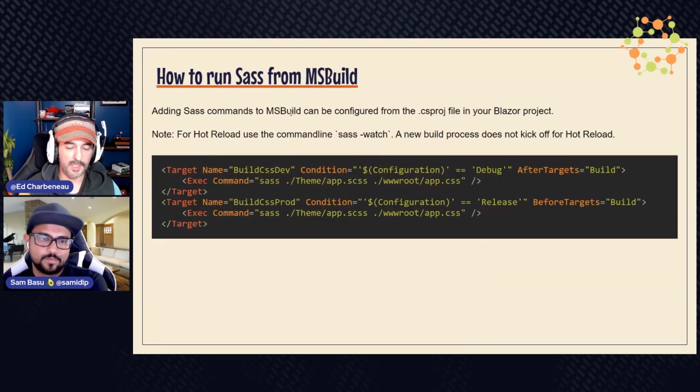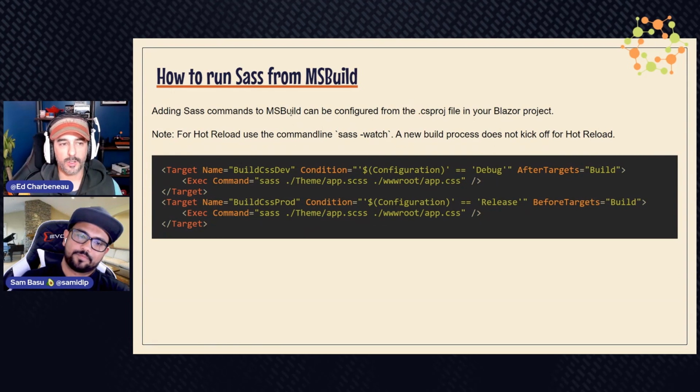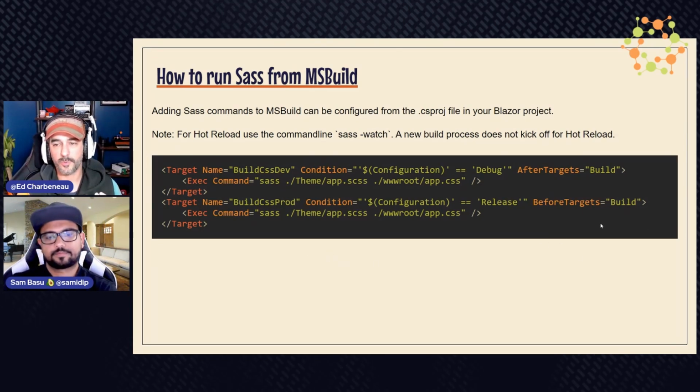Matter of fact, we can run this from MSBuild. If you really want this to fire off every time you build your project, you can go into your csproj file and add these targets and tell it to execute Sass, whether you're using Dart Sass or NPM Sass. You can execute it on build, and you can say whether you want to build this before the debug executes or before a release. And every time you run your application, you're going to get the latest version of the CSS file that this creates.